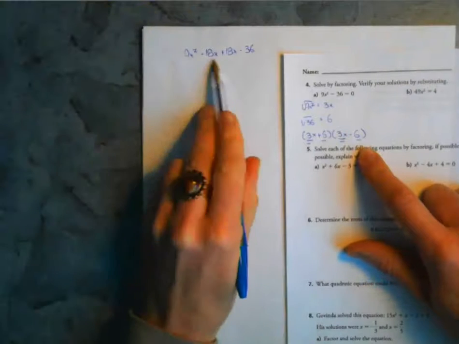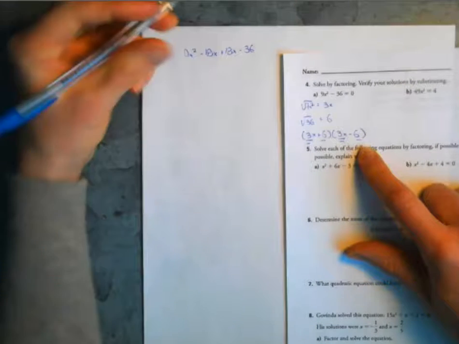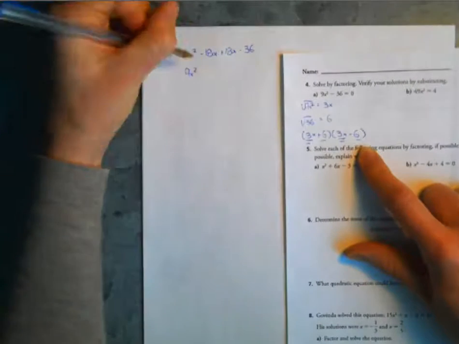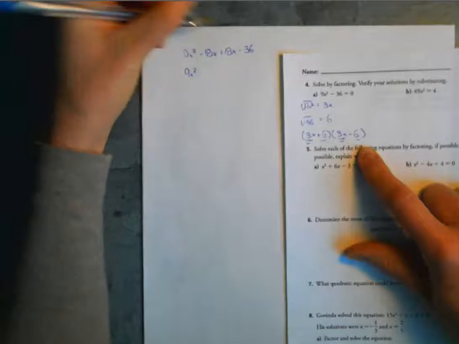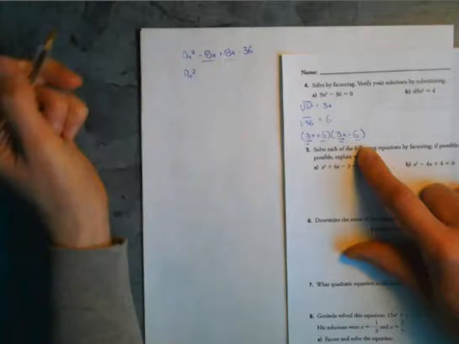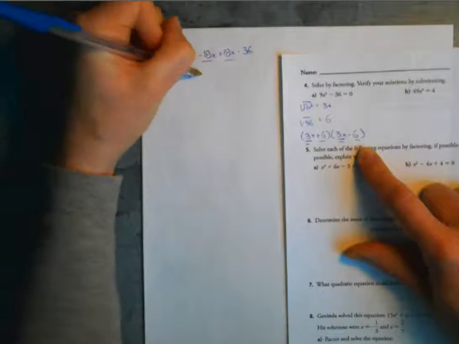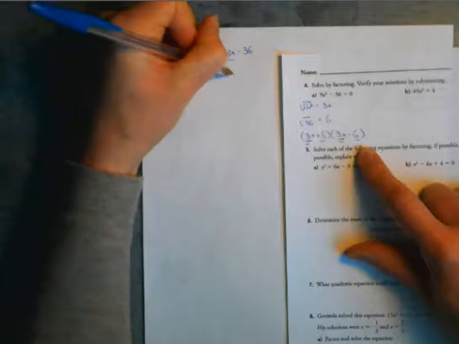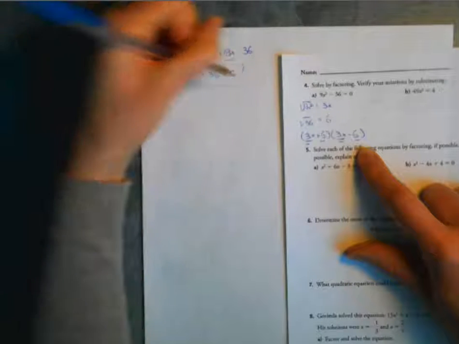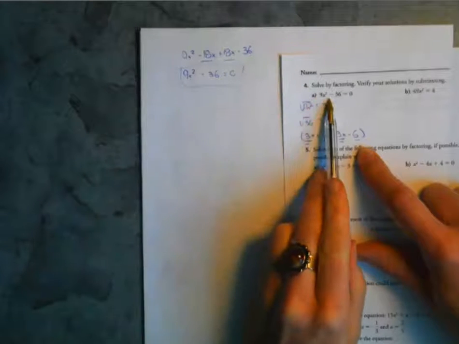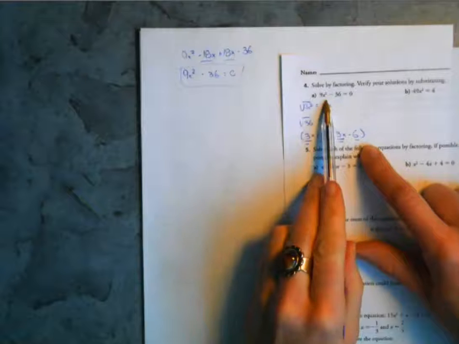And so if we simplify this, we're going to have 9x squared. Negative 18x plus 18x combines to make 0, so we have nothing there. And then minus 36 equals 0. So we end up with what we started with, so we know that we factored it correctly.